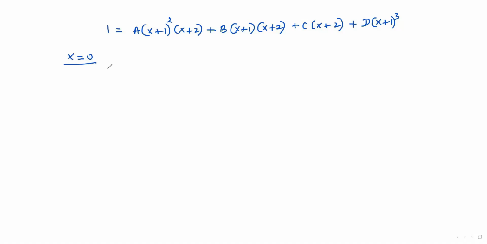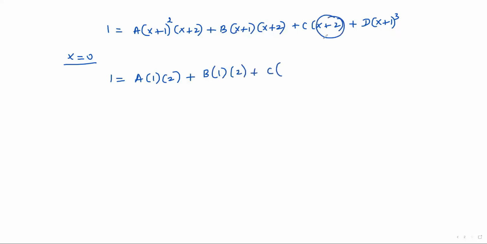So now I'm going to plug in x equal to 0. So 1 is equal to, if I plug in x equal to 0, this one will become 0 plus 1, which is 1, so that's 1 squared. 1 squared is just 1. And 0 plus 2 is just 2. Plus B times (0 plus 1), which is 1, and (0 plus 2), which is 2. So it's going to be 1 times 2 plus.